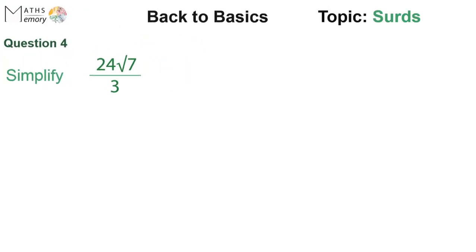Question 4, back to basics. Press pause, write this question down, press play when you have finished. So simplify 24 root 7 over 3. Again, let's look at the root 7 over here. This is very similar to saying 24x divided by 3. When we have this scenario, you do 24 divided by 3, which is 8, so 8x, or 8 root 7. That's your final answer. Very, very simple.